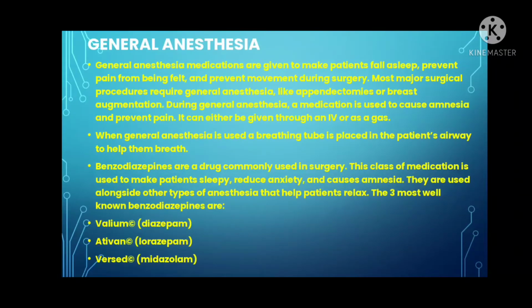General anesthesia. General anesthesia medications are given to make patients fall asleep, prevent pain from being felt, and prevent movement during surgery. Most major surgical procedures require general anesthesia, like appendectomies or breast augmentations. During general anesthesia, a medication is used to cause amnesia and prevent pain. It can either be given through an IV or as a gas. When general anesthesia is used, a breathing tube is placed in the patient's airway to help them breathe.